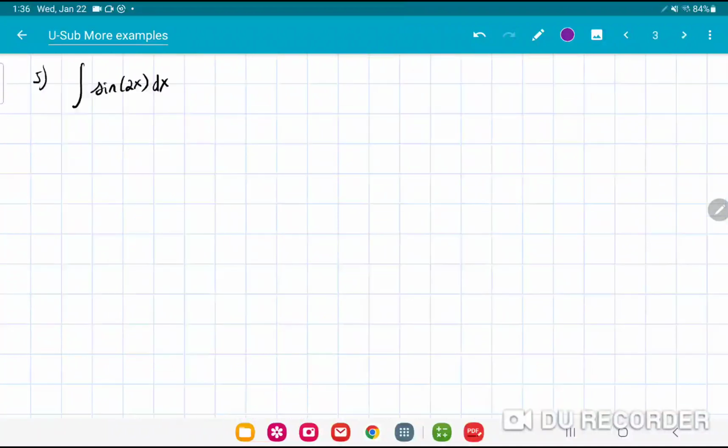Okay, the next example is a kind of nice, easy example, the integral of sine of 2x dx.